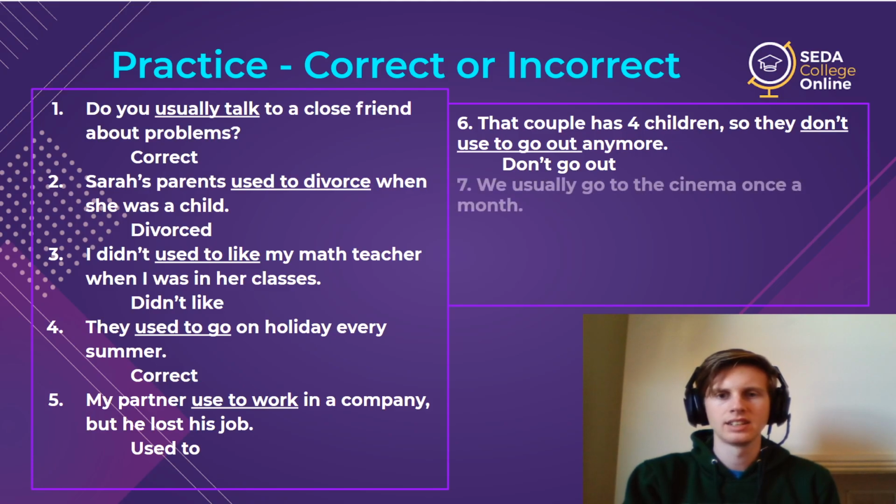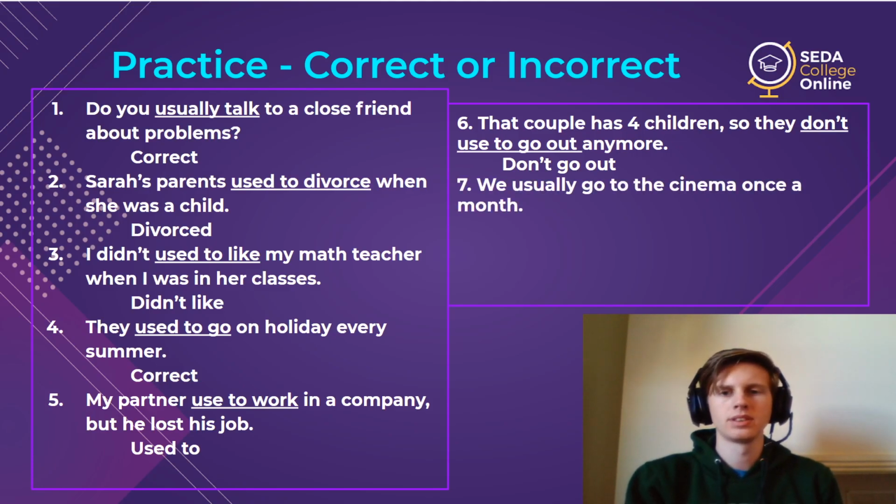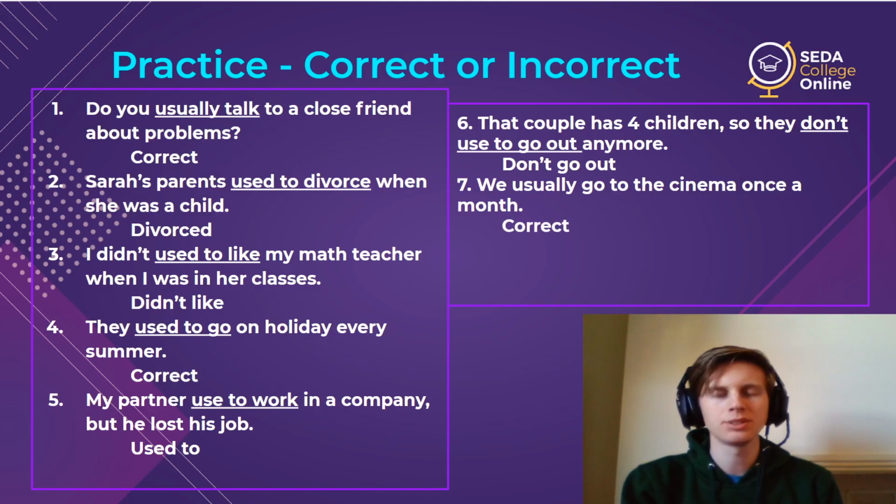All right. Number 7. We usually go to the cinema once a month. The key to underline is "usually go." We usually go to the cinema once a month. Correct or incorrect? Well, no problem. That one's correct. No issue, we go once a month.